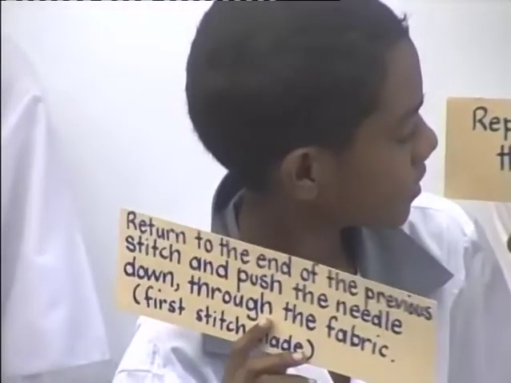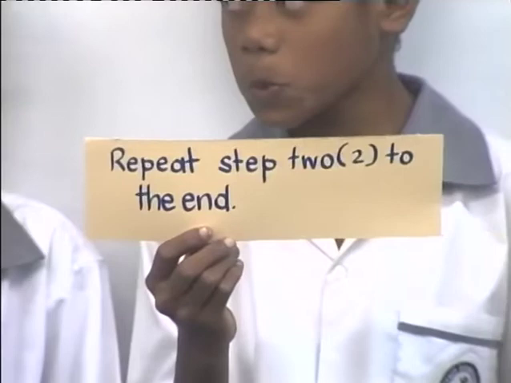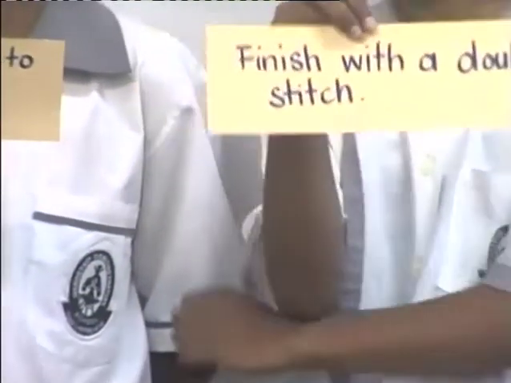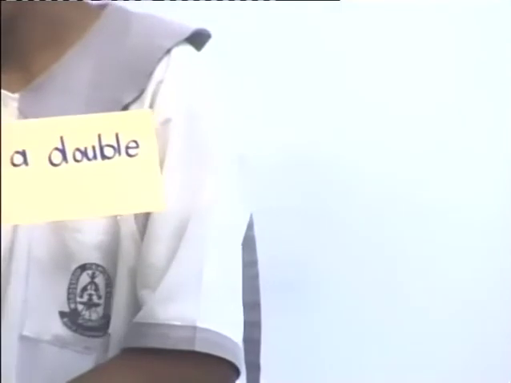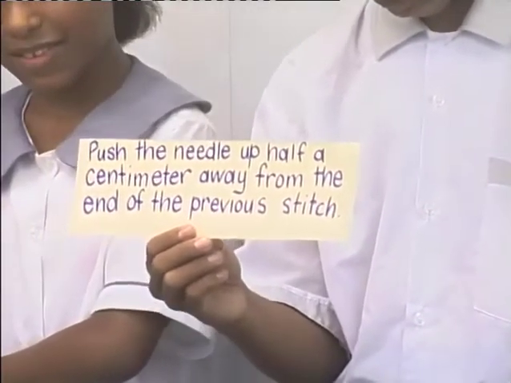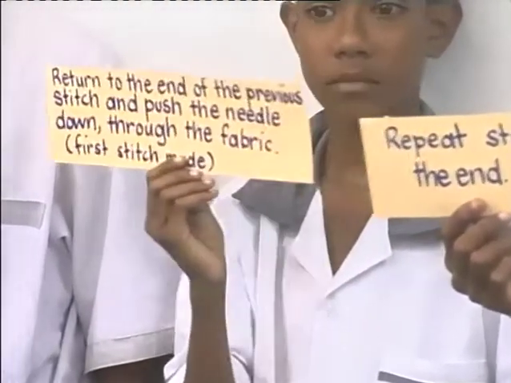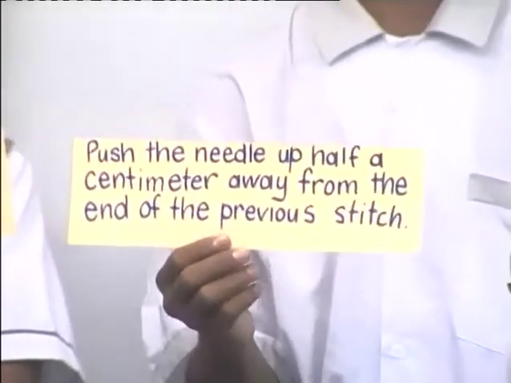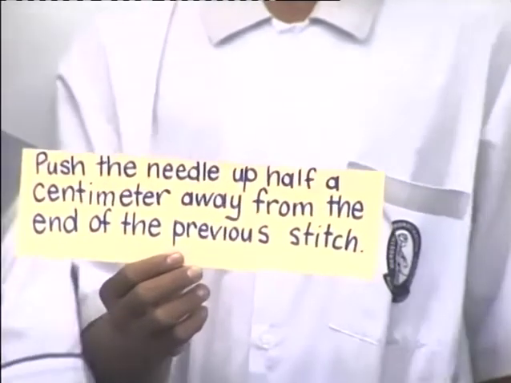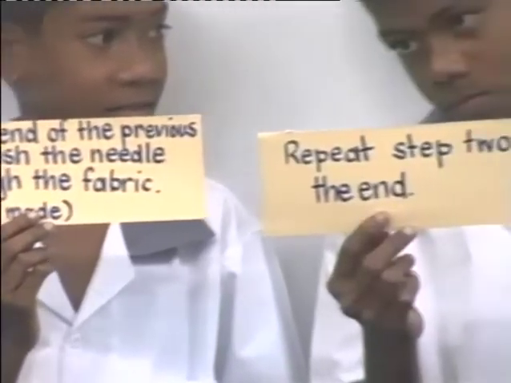There's someone who is saying no. I can hear someone saying no. Who says no to the second last step? No one, huh? Okay, so we begin with a double stitch. Second step, from the end of the previous stitch. Third step, return to the end of the previous stitch and push the needle down through the fabric. First stitch made. Second last step, repeat step 2 to the end. Last step, finish with a double stitch.